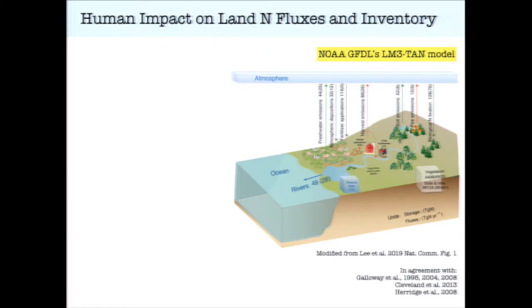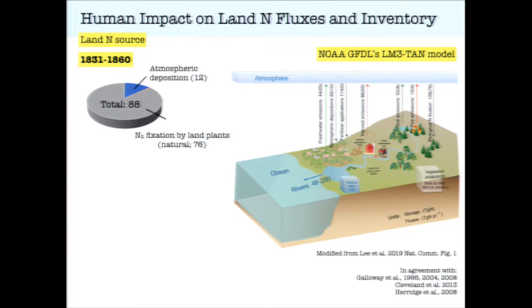What I'm showing here is the schematic of the terrestrial and aquatic nitrogen cycling model represented in NOAA GFDL's land model LM3.1. In the pre-industrial period, when human impact was really minimal, the majority of the nitrogen source on land was nitrogen fixation by natural land plants. Nitrogen fixation is not only occurring in the marine environment, but is also a major source of nitrogen on land. More than 80% of the nitrogen source on land comes from natural fixation. We also see a little bit of atmospheric deposition, and natural phenomena such as lightning also contribute to the nitrogen source.